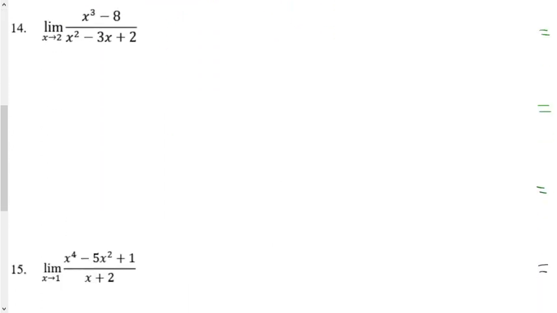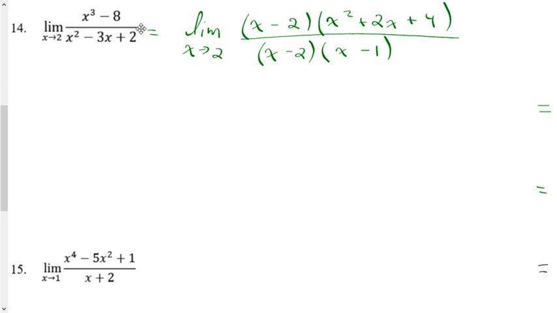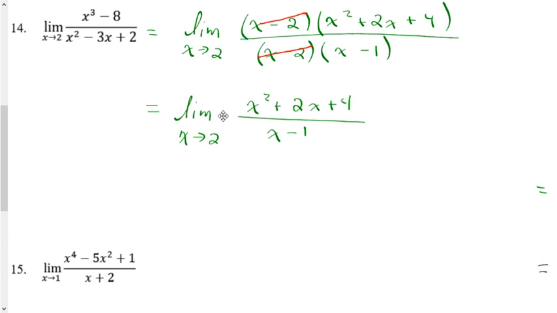For question number 14, if we plug a 2 in, we get 2 cubed is 8 minus 8, 0. Denominator, 4 minus 6 is negative 2 plus 2 is 0. Yup, 0 over 0. So we want to factor again. We can use that difference of cubes rule that we have on our formula sheet. We can see now that common factor of x minus 2. When we cancel out that common factor, then we're just left with the quadratic over the linear function. At this point, we can substitute the values in.